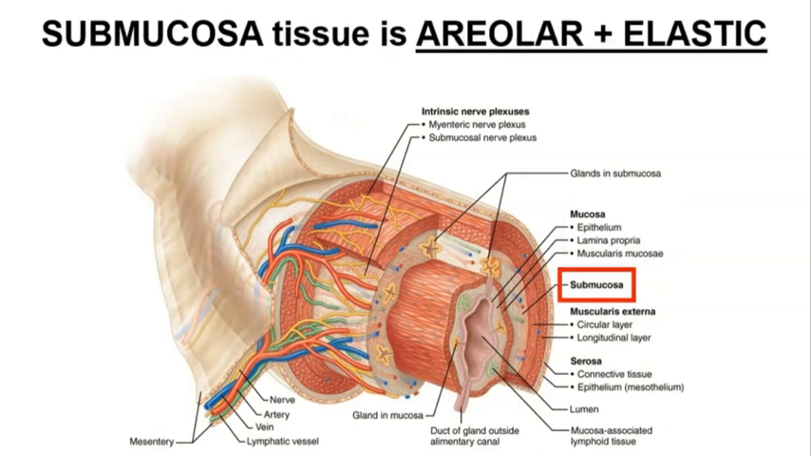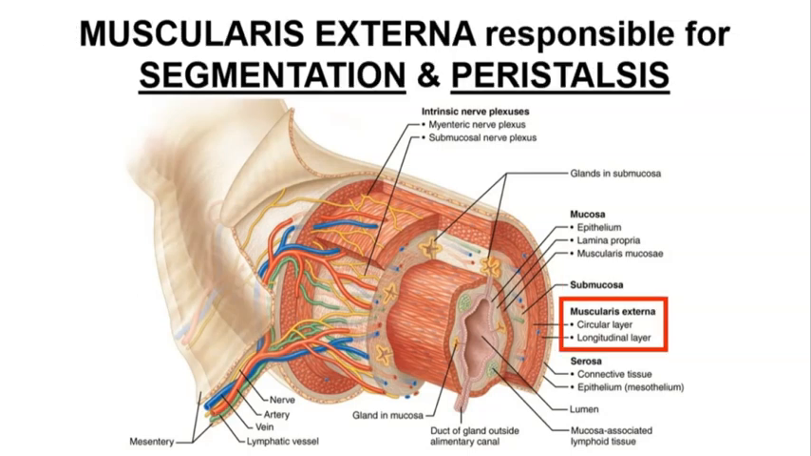So the submucosa consists of a mixture of areolar connective tissue and abundant elastic connective tissue. The areolar connective tissue contains blood vessels that nourish the muscularis mucosa as well as the muscularis externa, while the blood vessels here do not function in absorption of nutrients from the lumen of the alimentary canal. Those are the functions of the blood vessels that are in the lamina propria. Meanwhile, the elastic connective tissue permits stretching of the alimentary canal after a large meal.